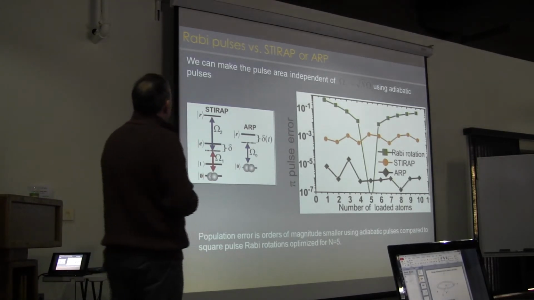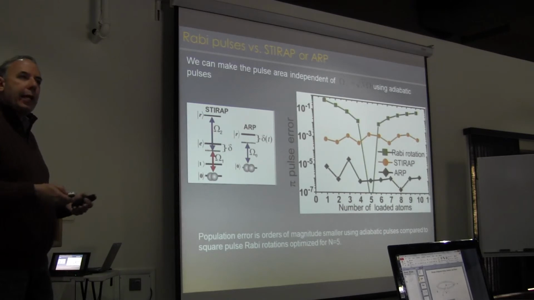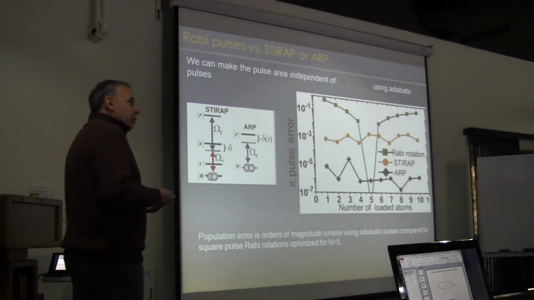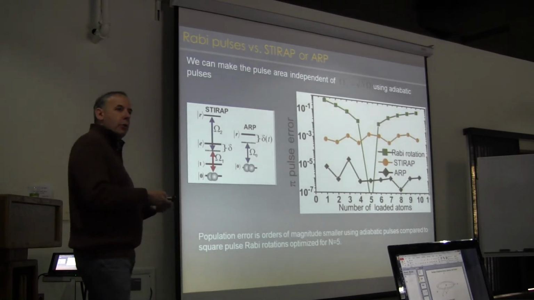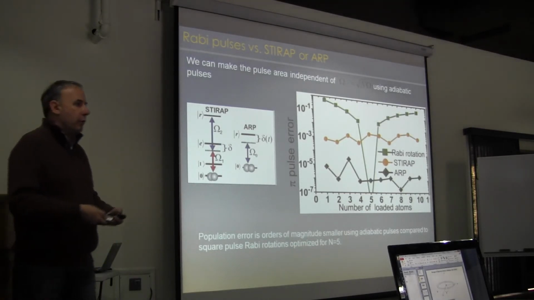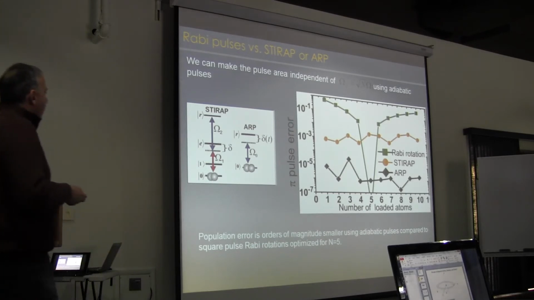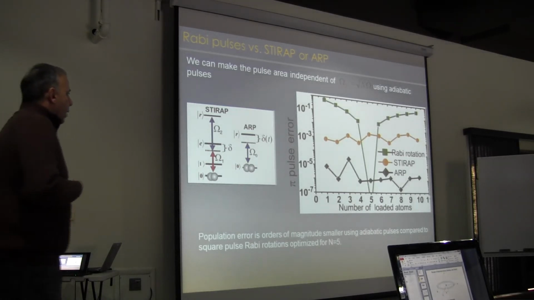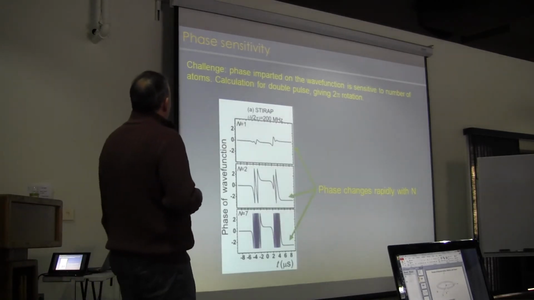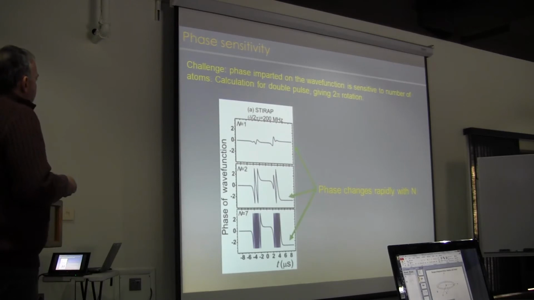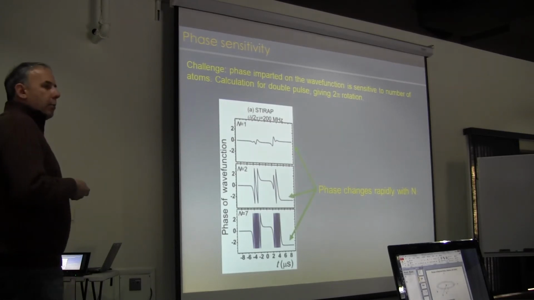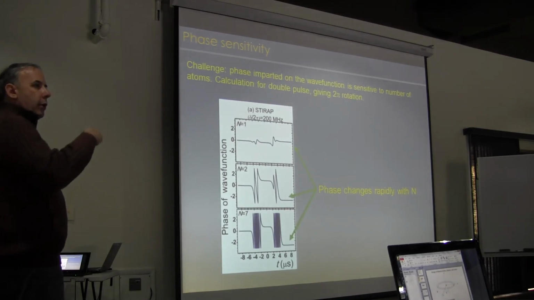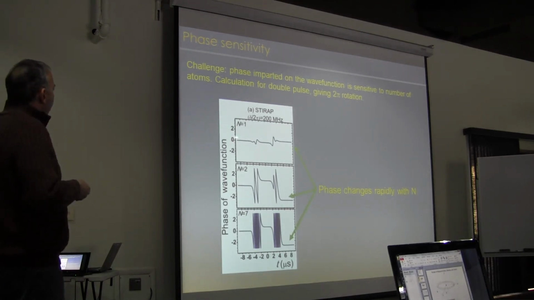However, there's still an issue lurking, which is phase sensitivity. I started out by saying that to perform quantum gates using these Rydberg interactions, we need good control of not just the amplitude, but also the phase of the wave function for both the ground states and Rydberg states. And although these adiabatic pulses, either STIRAP or ARP, give very good control of the amplitude of the pulse without knowing the number of atoms, there's a phase uncertainty that comes in. And you see that here. This is the phase of the wave function after a double STIRAP pulse where I start in the ground state, go up to the Rydberg state, and back down. So for 1 atom, I go up and I come back down.